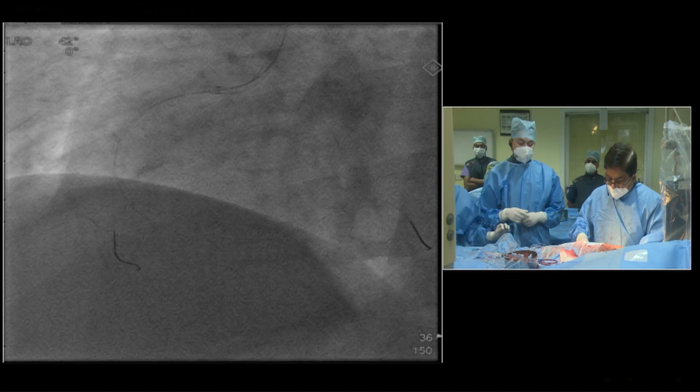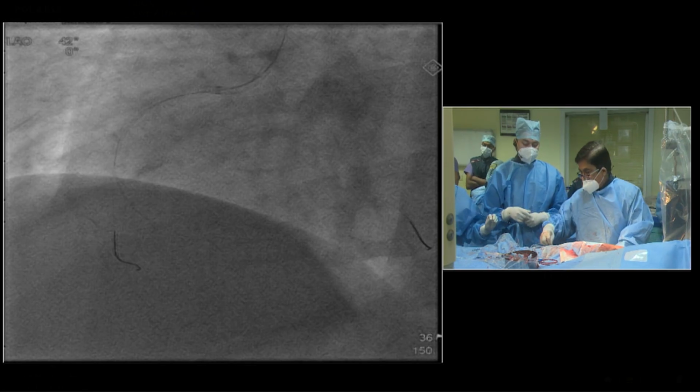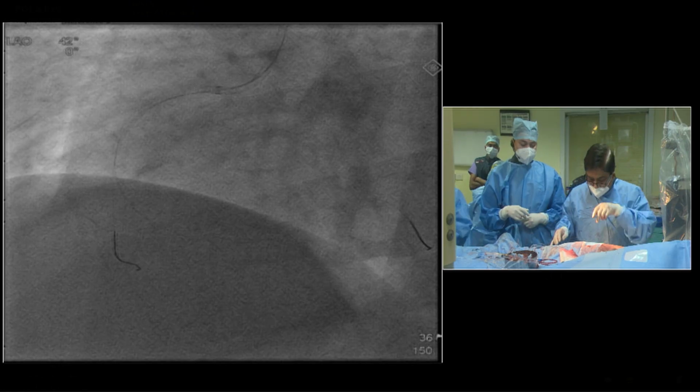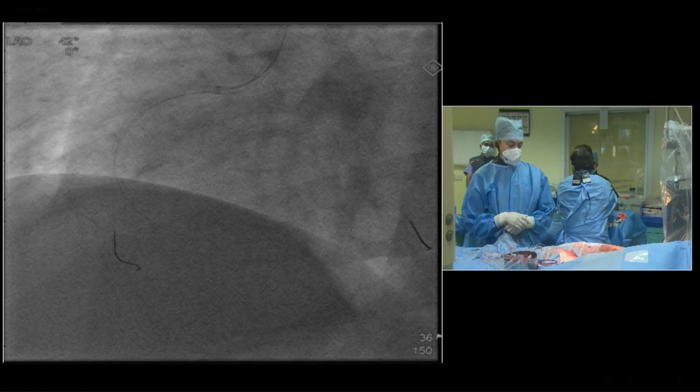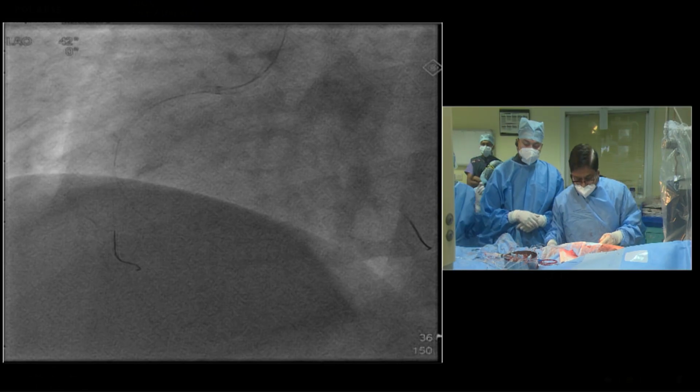Actually, everything of mine works around the angiogram. I am an angiogram man and a physics man. I told you. So you will be called the angiophysics man. Yes.